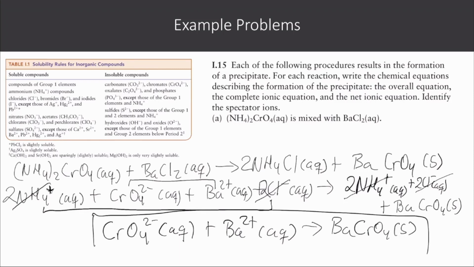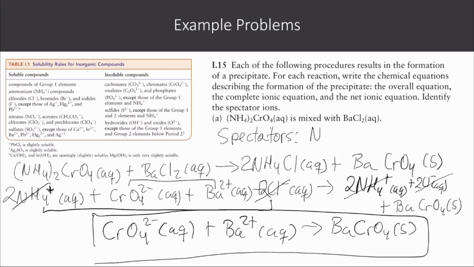And this last line is our net ionic equation, whereas the second line is the complete ionic equation. And the spectator ions are the ammonium ion and the chloride ion.